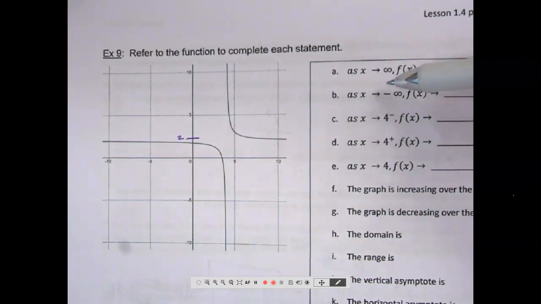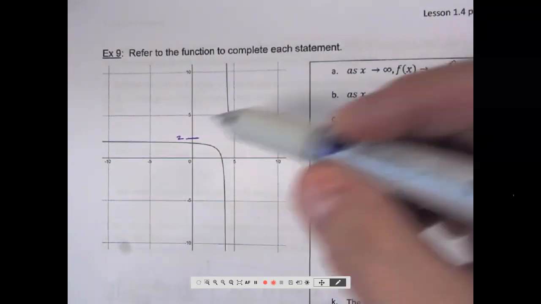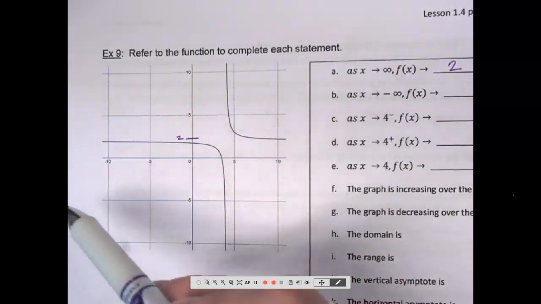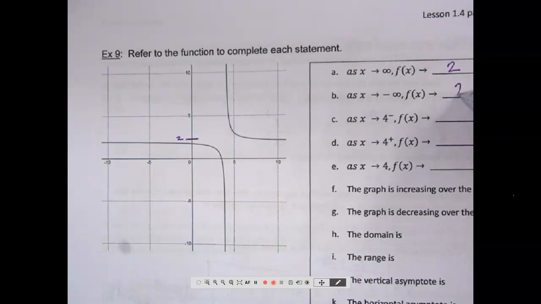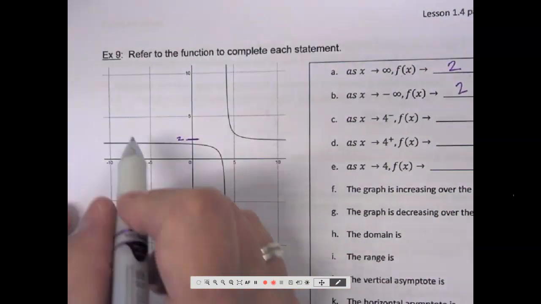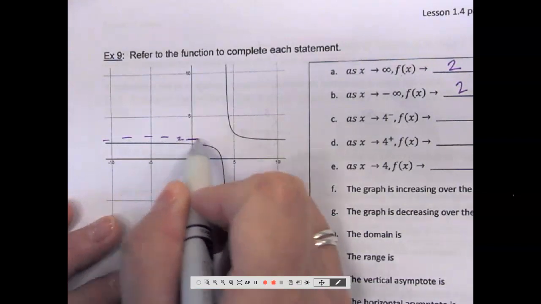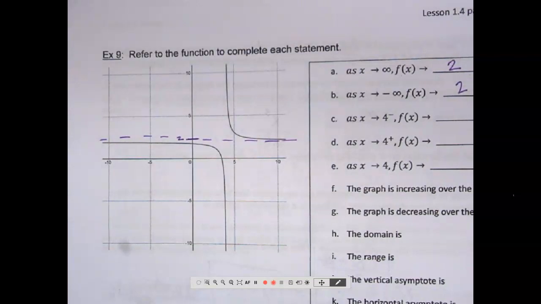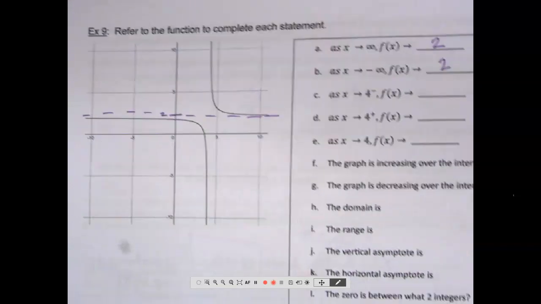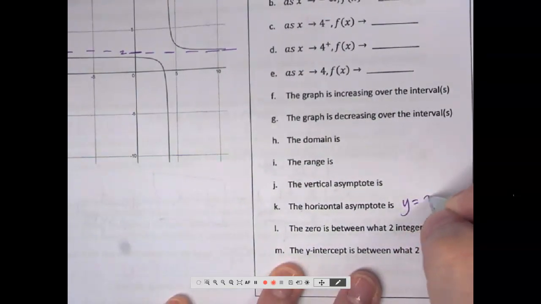Okay. As x approaches negative infinity, that means way out over here, on the left-hand side of the graph, what is y approaching? Appears to be 2. Because you've got that same leveling out. You can see whatever this number is, we think it's 2. You've got a horizontal asymptote there. So on both ends of the graph, that's what your y values are approaching. Therefore, we do have a horizontal asymptote of y equals 2. Let's jump down to k and answer that. Horizontal asymptote is y equals 2.